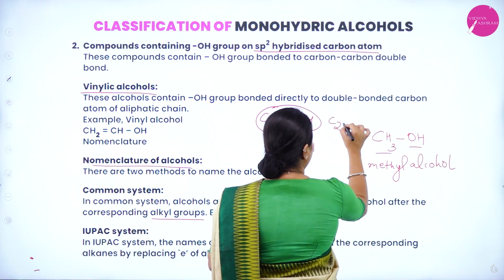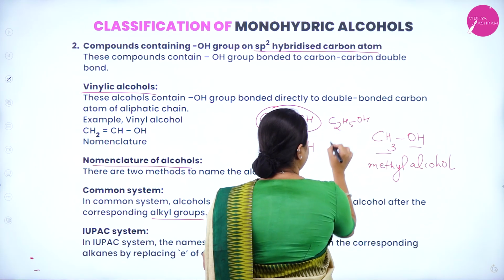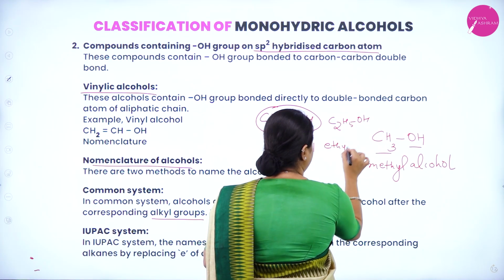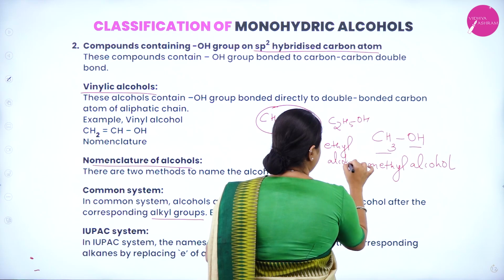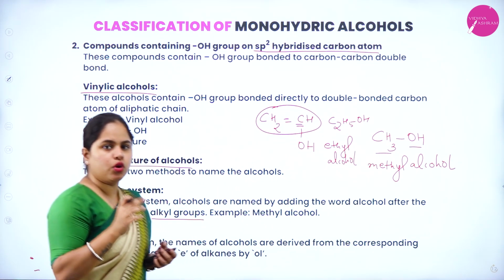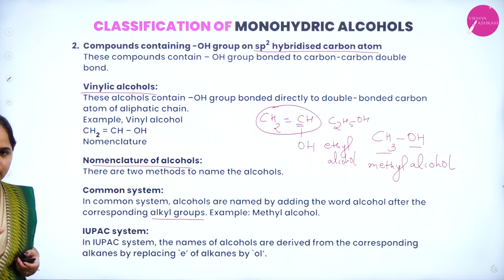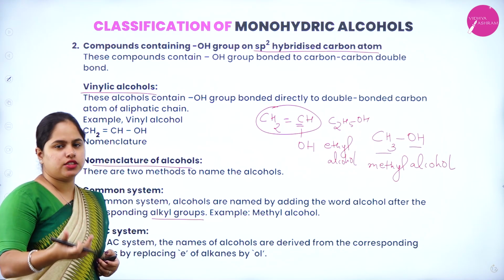Now what will be C2H5OH? What is this alkyl group? It is ethyl, right? So it will be ethyl alcohol. So the common name is simple. You just have to name the alkyl group first, whichever alkyl group is here, then end it with alcohol.